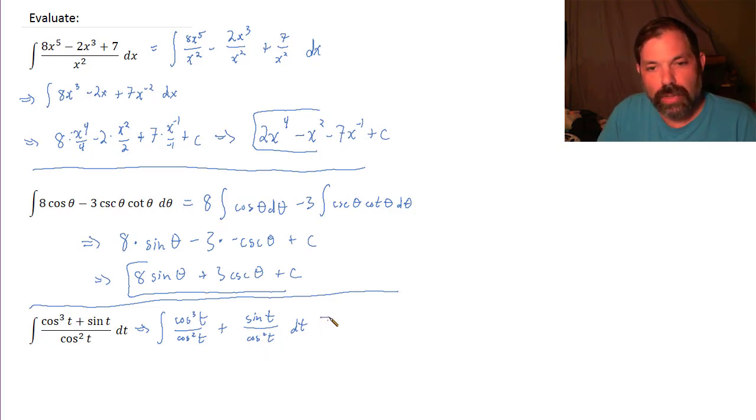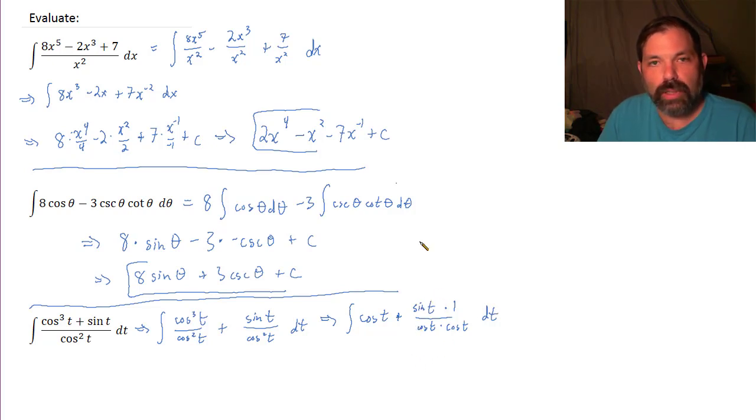All right, so what I'll do now is say, well, that's the same then as the integral of cosine t, since cosine cubed t divided by cosine square t is cosine t. And now I'm going to think of the second term here. I'm going to break up that cosine square as a cosine times a cosine. I'm going to think of that sine t as a sine times 1. So I've got a sine t times 1 over a cosine t times a cosine t, right? And then we have dt.